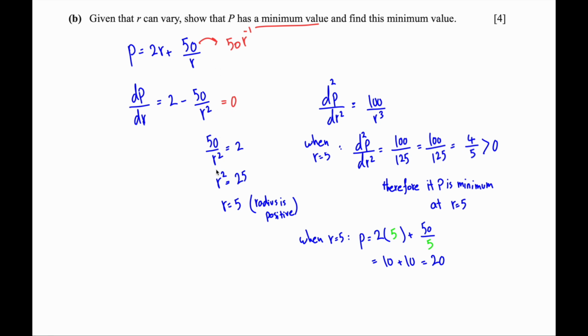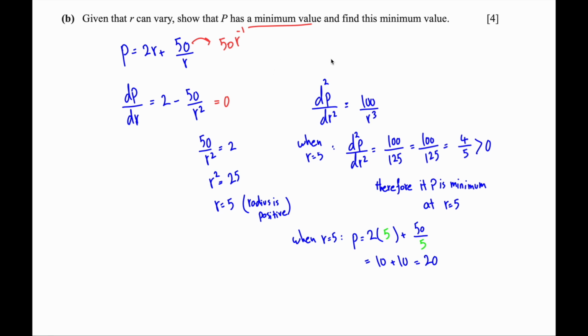By doing so, I'm going to make R the subject of the equation, and I get R squared is 25. You take the square root from both sides, which gives you positive and negative 5, but the negative value is rejected because we're talking about radius, and radius is length, which is always positive.